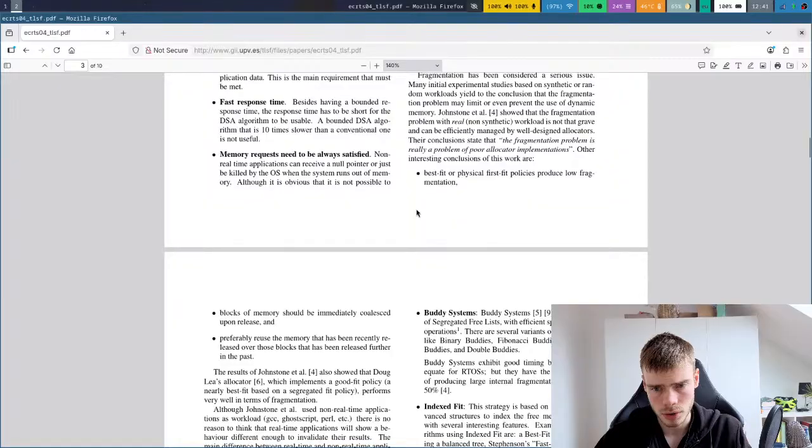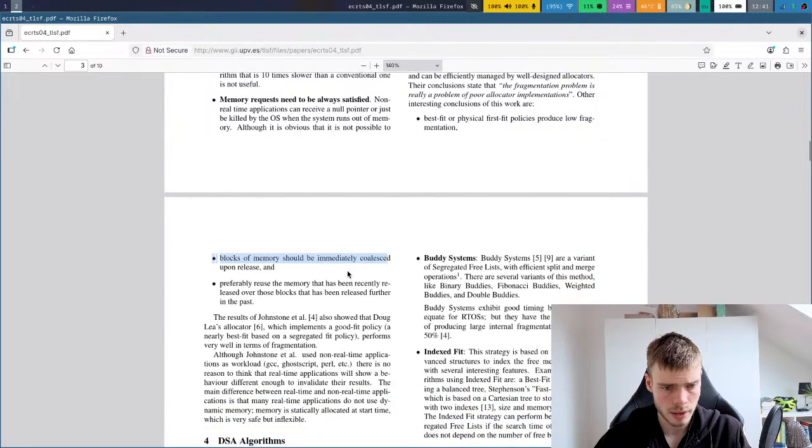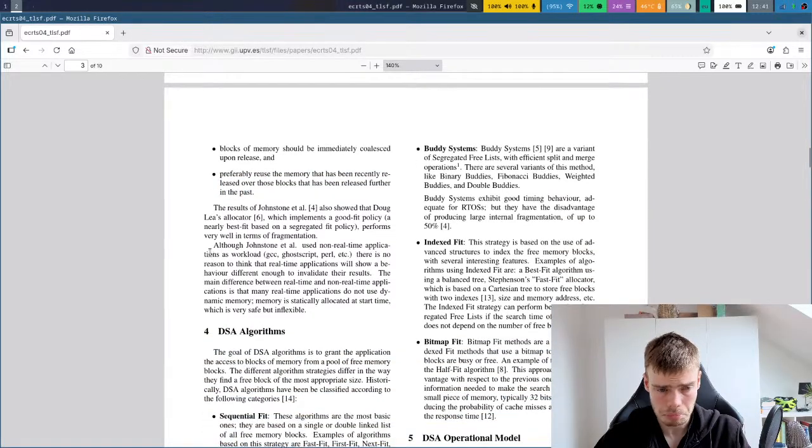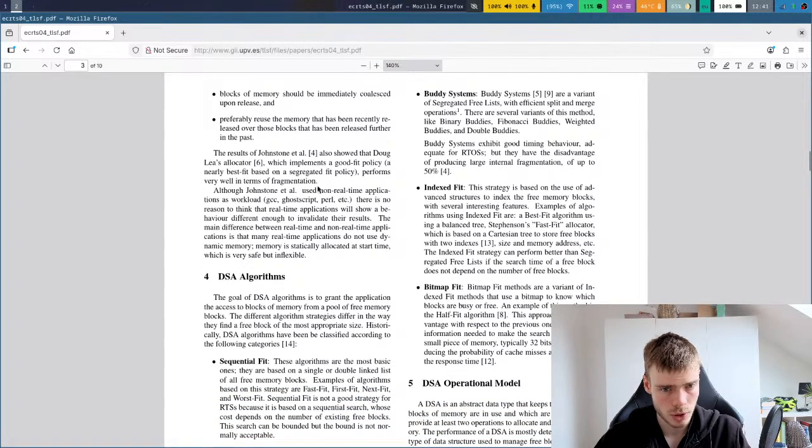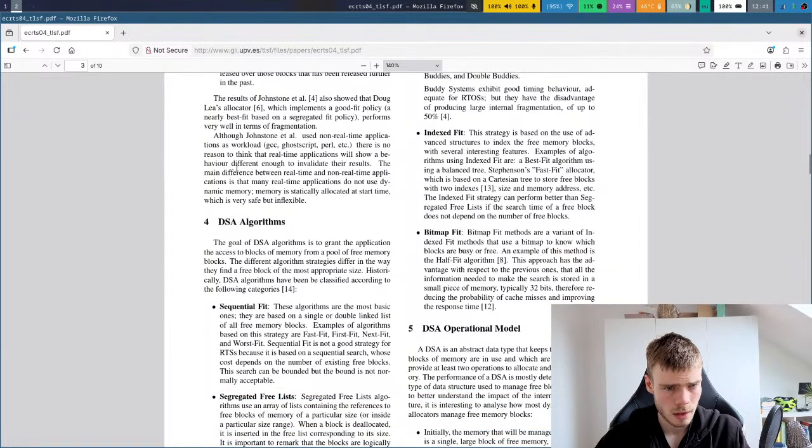Other interesting conclusions of the work: best fit or address-ordered first fit policies produce low fragmentation. Blocks of memory should be immediately coalesced upon release, and preferably the allocator should reuse memory that has been recently released over those blocks that have been released further in the past. The results of Johnstone et al. also showed that Doug Lea's allocator, which is a good fit policy, nearly best fit based on a segregated fit policy, performs very well in terms of fragmentation.